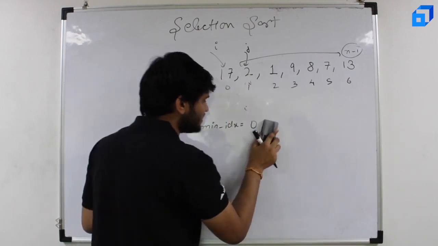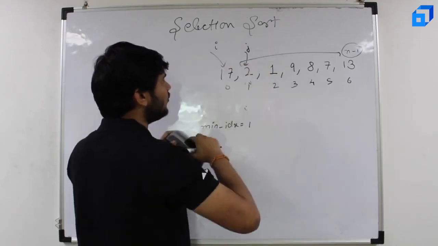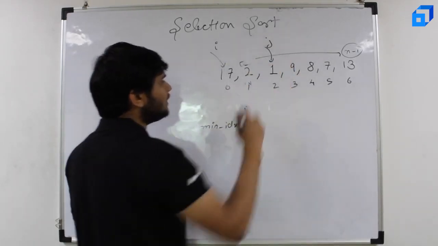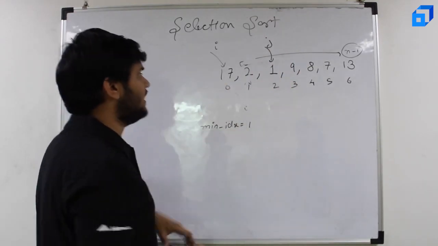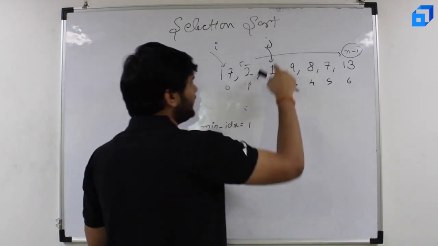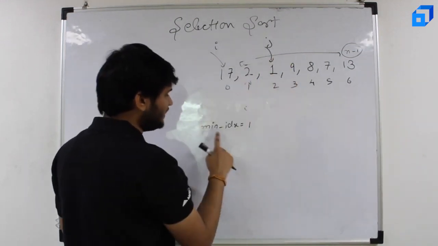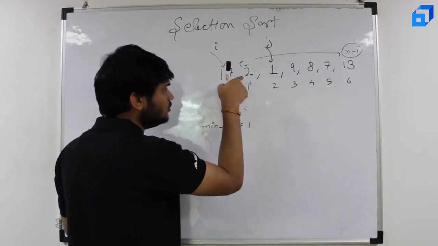So we will just update the value of the minimum index as 1, and we will increment the value of the j pointer, because there can be more elements which are still smaller than the element pointed by the minimum index. Now j is pointing to 1. So is the element pointed by the jth index smaller than the element pointed by the minimum index? And the minimum index pointer is pointing to 2.